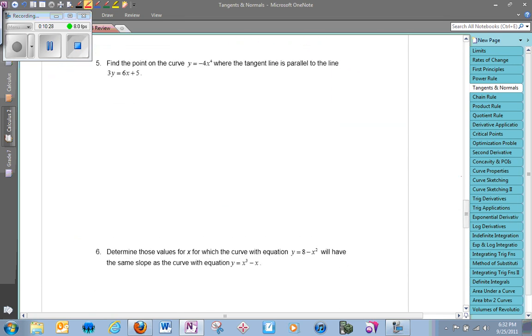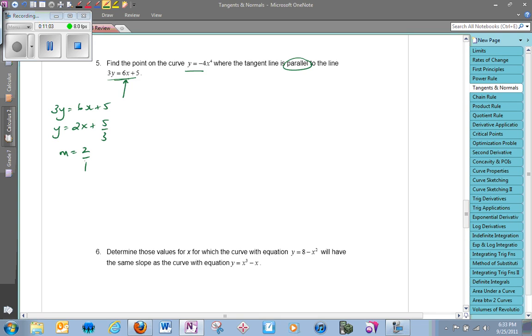Okay, next one here. It says here, find the points on the curve, this curve here, where the tangent line is parallel to this line. Well, if it's parallel to the line, that means the slopes are the same. A common grade 9 mistake is to tell me that the slope of this line is 6, but it's not. And you should be able to tell me why it's not. Well, the reason is that it's 3y is equal to 6x plus 5. So y is actually 2x plus 5 over 3. So the slope of this line is actually 2 over 1. Be very careful about that.